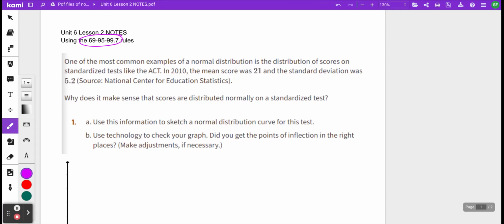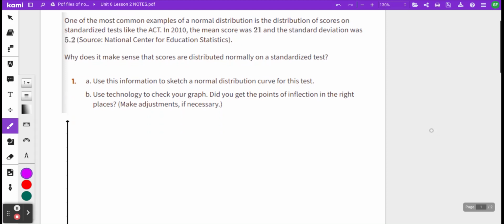Okay, so one of the most common examples of normal distribution is scores on standardized tests like ACTs and SATs. So this one we're talking about the ACTs. In 2010, the mean score was 21. The standard deviation was 5.2. Why does it make sense that scores are distributed normally on a standardized test?